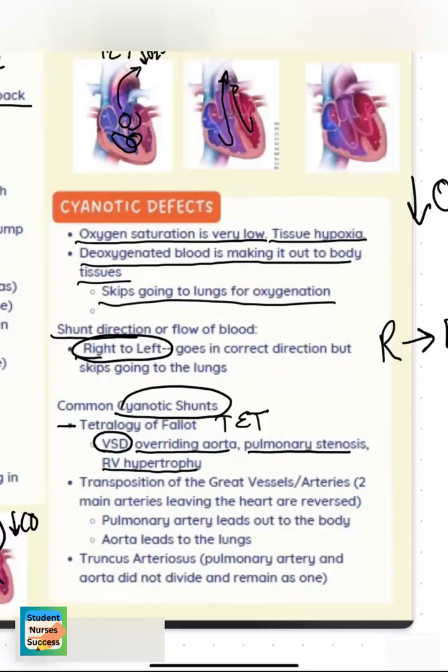Now, truncus is where the pulmonary artery and the aorta did not divide, and they actually remained as one. So you can see here's the pulmonary artery and here's the aorta, and they actually are together here. So what's pumping out to the body is this mixture of deoxygenated blood and oxygenated blood. So we have in all 3 cases decreased O2 saturations.